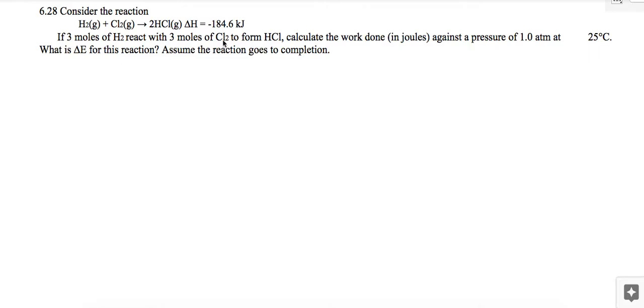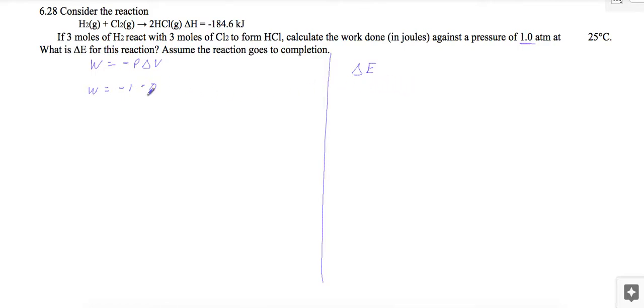So we have two different processes here. We're solving for work, and we're going to solve for energy. And we have a pressure of 1 atmosphere. All right, so the work is going to be negative pressure times the change in volume. So work is negative 1 times 0 for that guy there.